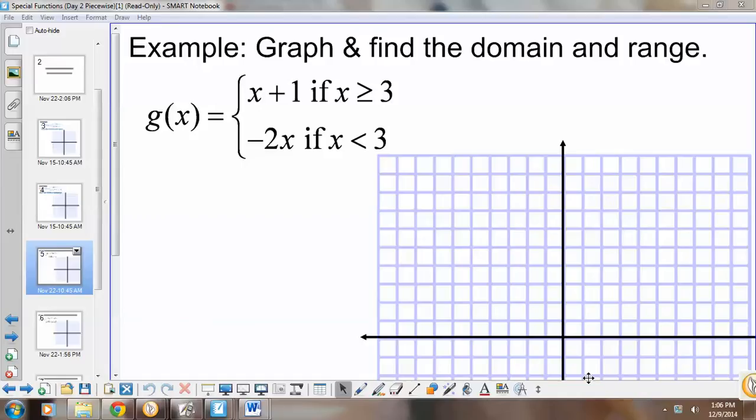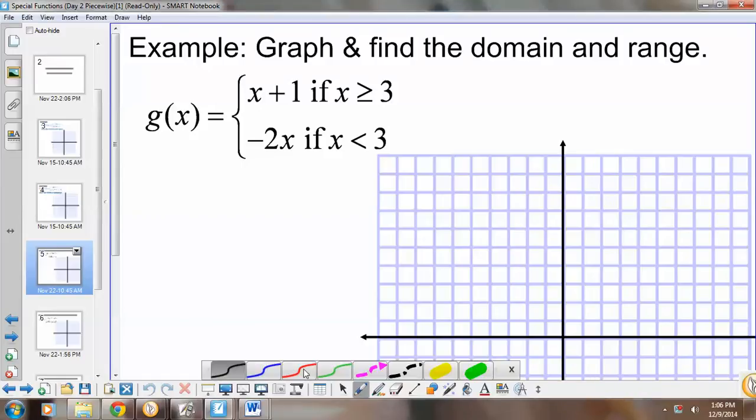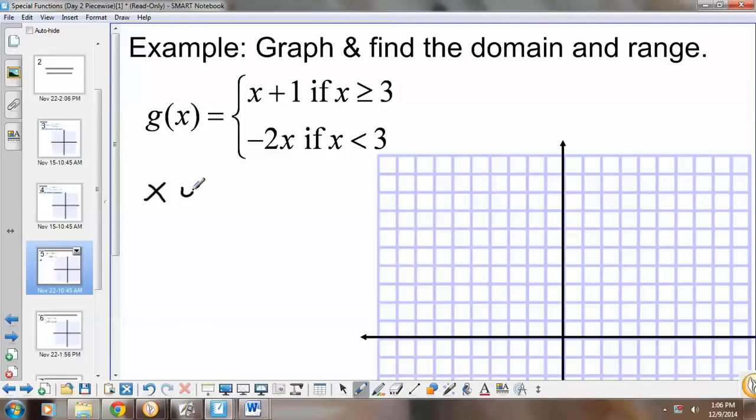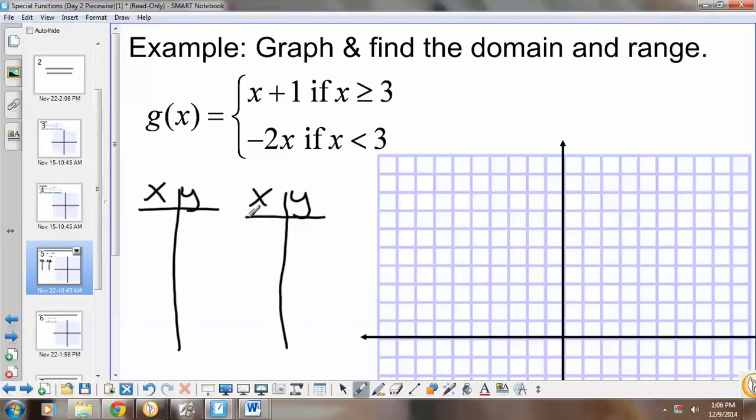Let's go ahead and graph these together. Now this is a piecewise function. In order to graph a piecewise function, we have to use what method? XYT chart. Remember, in an XYT chart, normally you can pick the values, but in a piecewise function, they give you the inequality, they give you the values that you can put in. So for the first t-chart, we can only pick values that are greater than or equal to 3.